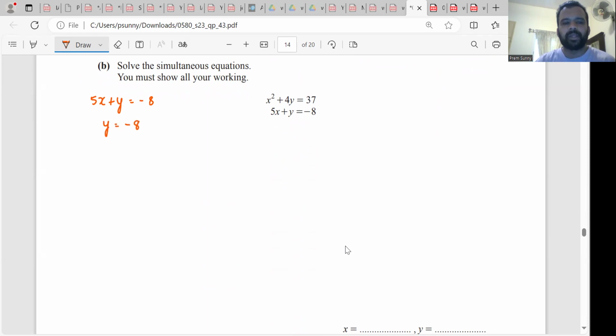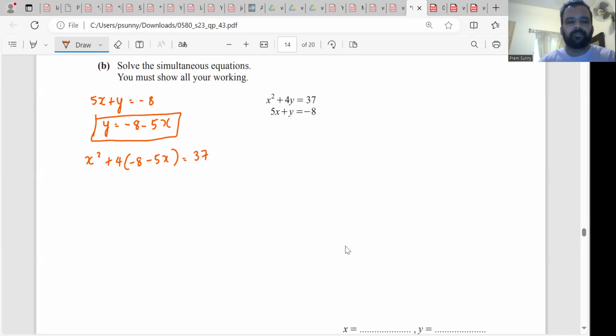Y is equal to minus 8, positive 5x goes to the other side, minus 5x. So y is equal to minus 8 minus 5x. I'll put it in the box and substitute into the first equation. X square plus 4, instead of that y, I'll replace it with minus 8 minus 5x, is equal to 37. So x square, expanding the bracket, 4 into minus 8 is minus 32, and 4 into minus 5x is minus 20x, is equal to 37.